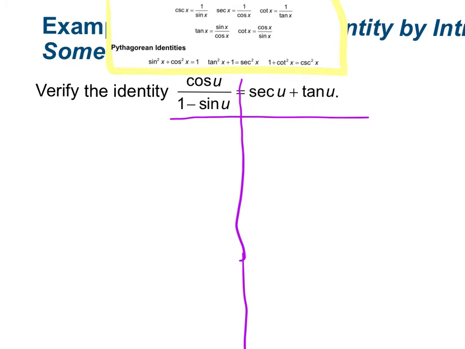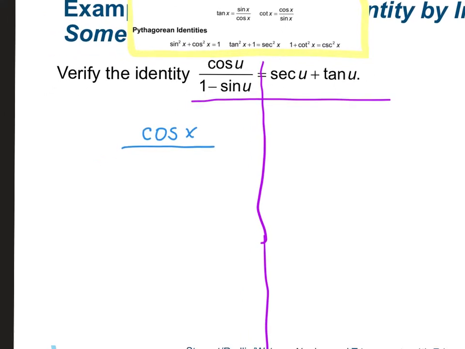I'm going to rewrite cosine u as cosine x because last problem when I did this, my u became a 4 and I couldn't figure out where a 4 came from and then I realized it was a u. So we're going to go with x. All right, so then I have 1 minus the sine of x. Okay, let's just leave that for a second.